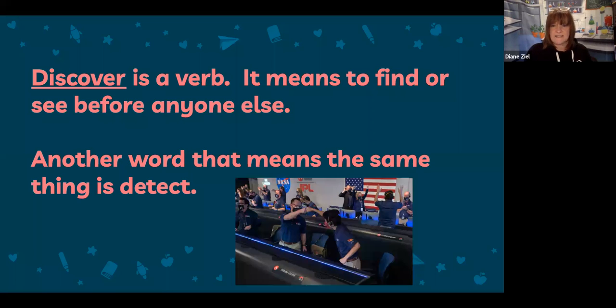Recently, the NASA engineers launched a mission to Mars called Perseverance. And this is a picture of the NASA scientists celebrating the successful landing of this mission. So these are scientists that are hoping to discover for the first time and bring back new information from the planet Mars. So this is a very good example of discover.